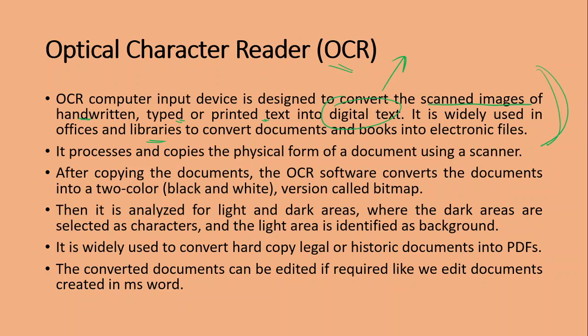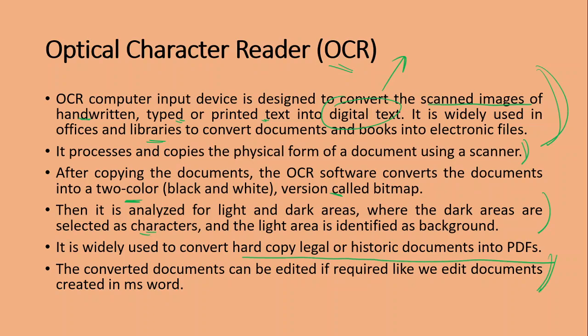It processes and copies the physical form of a document using the scanner. After copying the document, the OCR software converts the document into a two-color black and white version called the bitmap. Then it is analyzed for light and dark areas, where the dark areas are selected as characters and the light areas are identified as the background. It is widely used to convert hard copy legal or historic documents into PDF. The converted document can be edited if required, like we edit documents created in MS Word.